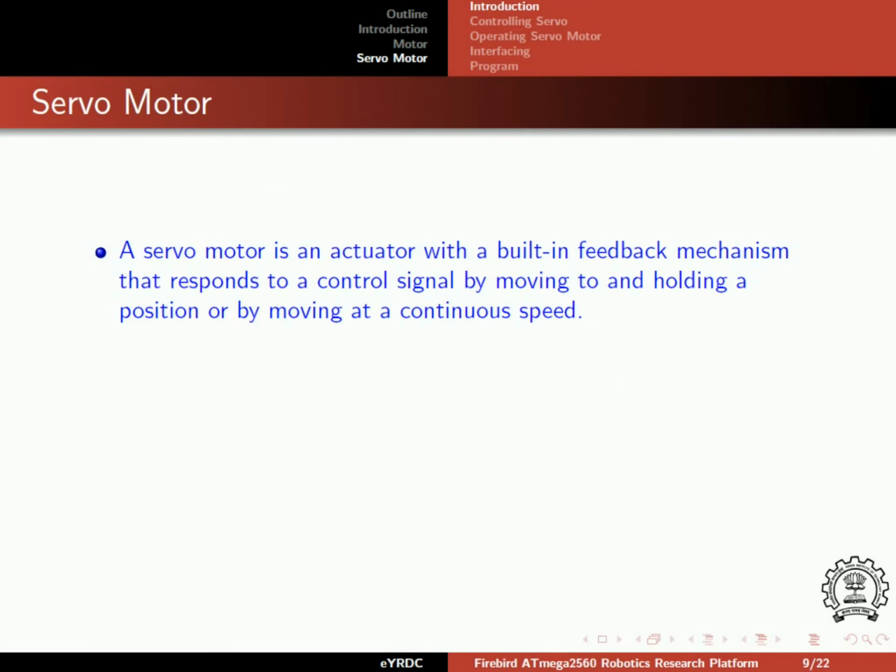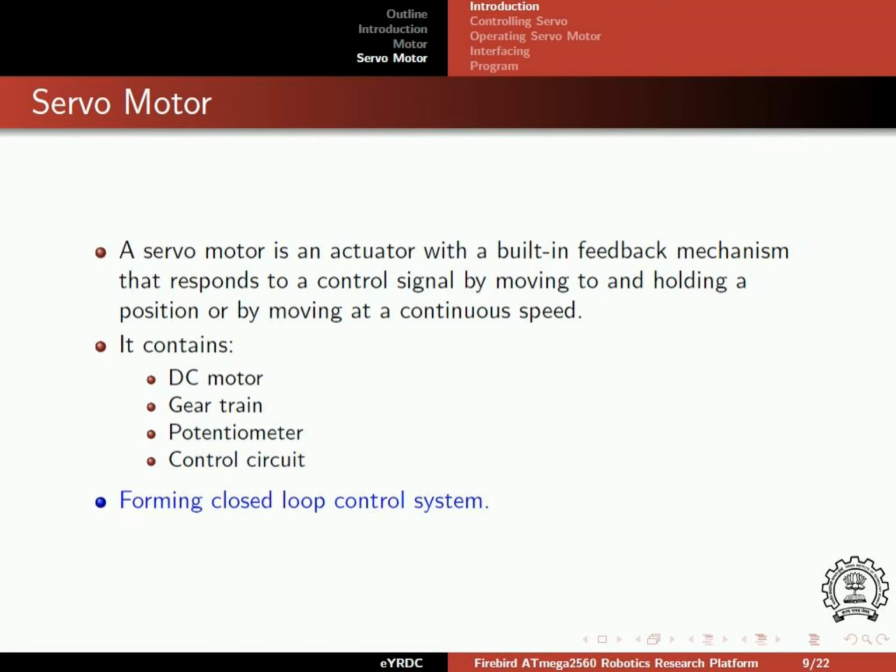A servo motor is an actuator with a built-in feedback mechanism that responds to a control signal by moving and holding a position or by moving at a continuous speed. It mainly contains DC motor, a gear train with proper gear ratio, and a sensor for position feedback. Generally, it is done by coupling it with the potentiometer and control circuit to form a closed loop control system.